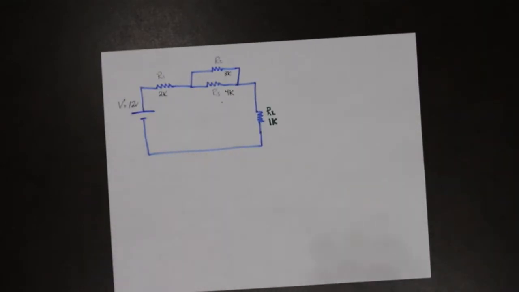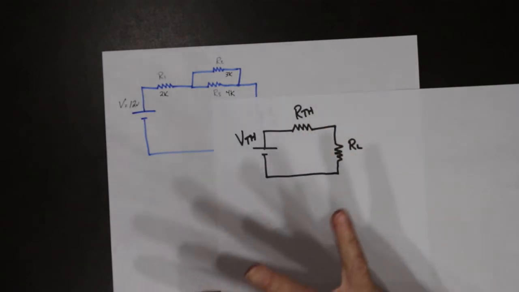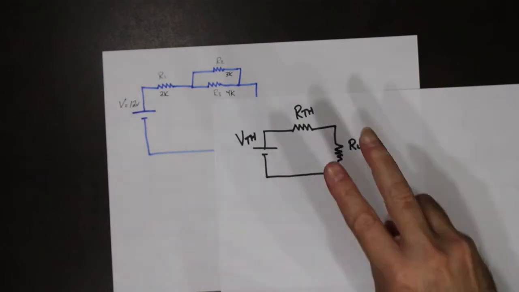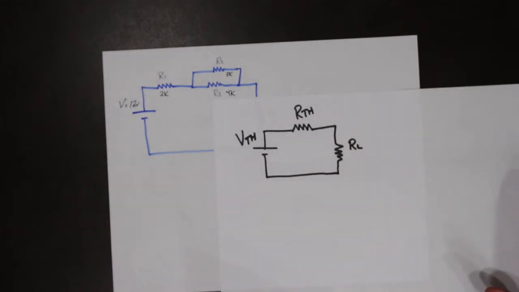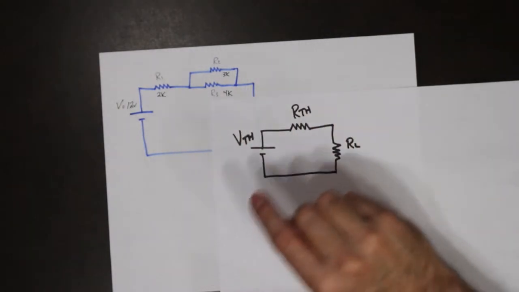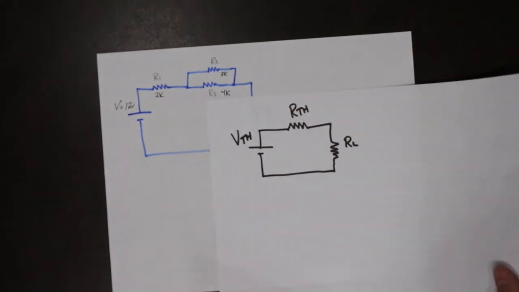In order to do this, there are 2 separate procedures. There's one for calculating Thevenin's equivalent voltage, which is here, and another for Thevenin's equivalent resistance. It does not matter which one you do first. They are 2 completely separate calculations. So, voltage Thevenin is one calculation, completely separate from the resistance Thevenin. So, let's go through the steps.